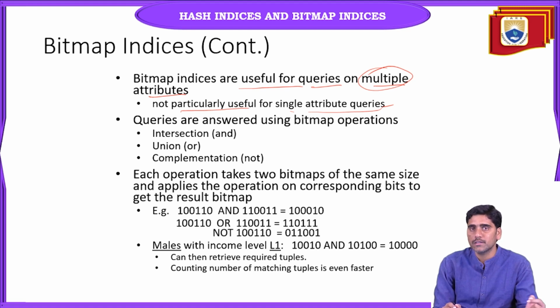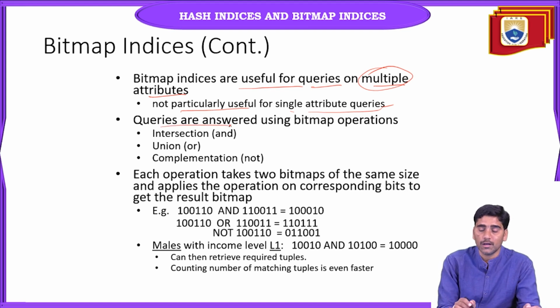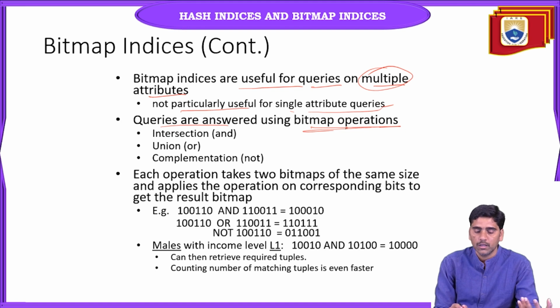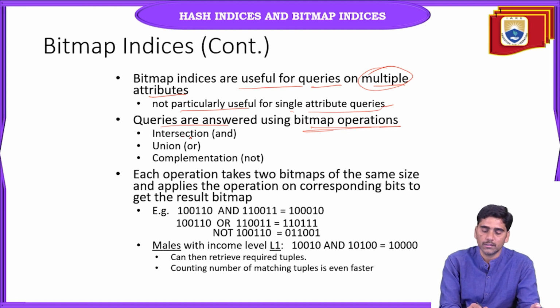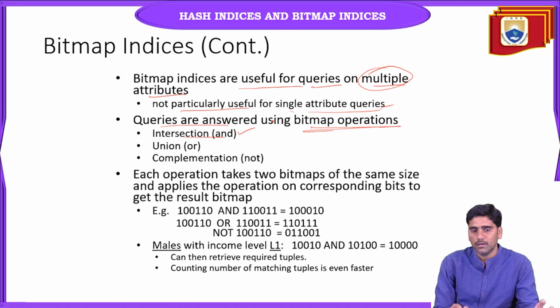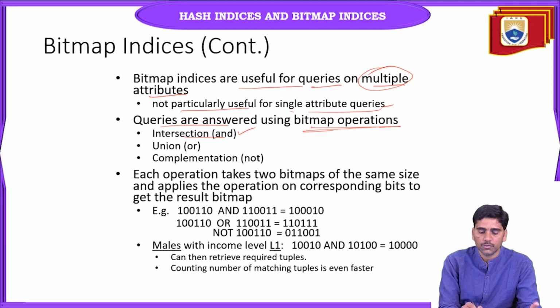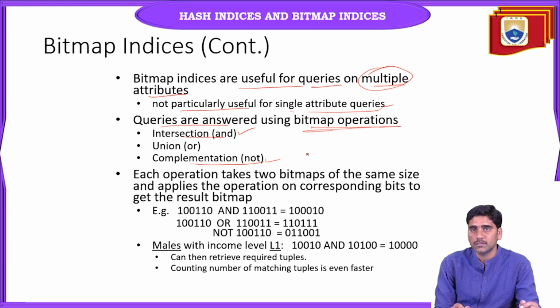So you can assign bitmaps for particular attributes, and queries are answered using bitmap operations. What are the queries? Intersection is one query, union is one query, and complementation is one query. So queries are answered using bitmap operations.